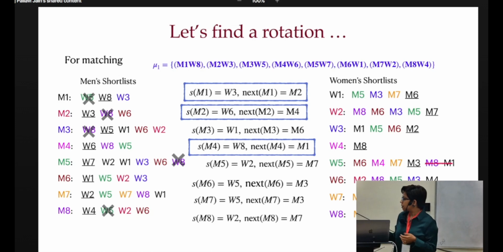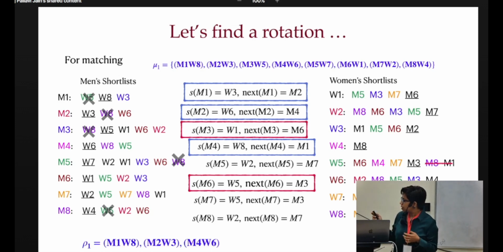And there is another rotation, which is this red one, involving two pairs: M3 and M6 and their partners, okay.